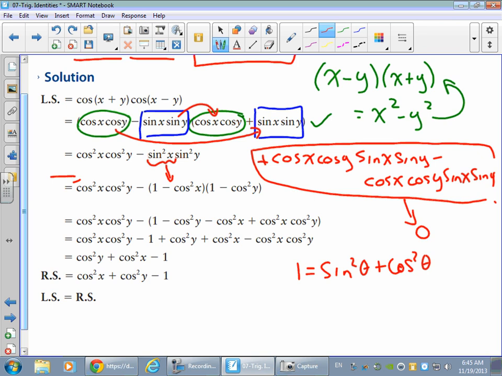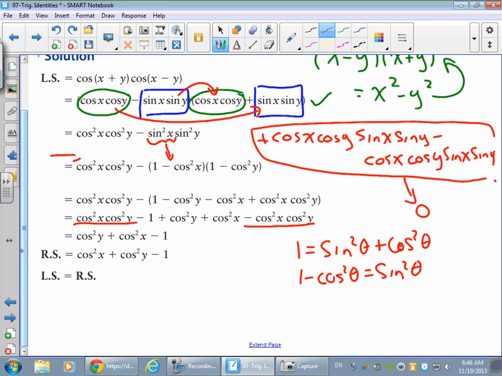And so if 1 is sine squared plus cos squared, well, 1 minus cos squared is the same as sine squared, whatever the angle happens to be. So we got 1 minus cos squared x, 1 minus cos squared y, and then it's a matter of basically multiplying it out, simplifying, and we see that we end up with a cos squared x, cos squared y, and a minus over here, and so we end up with the same thing on both sides.